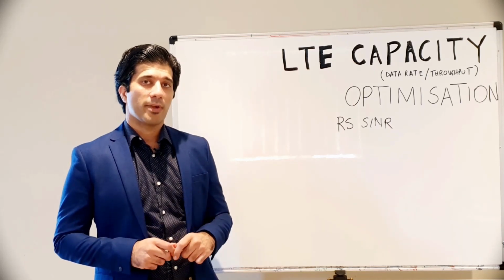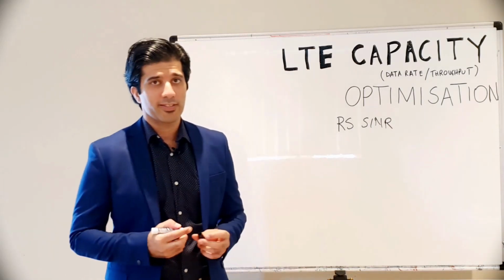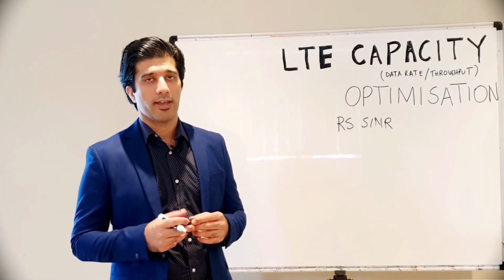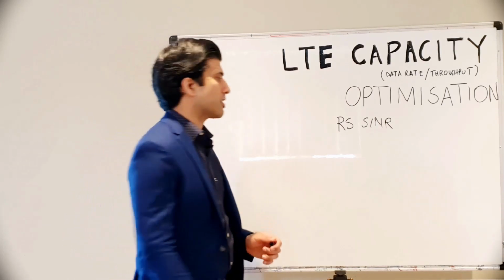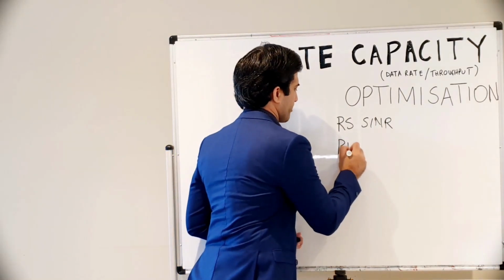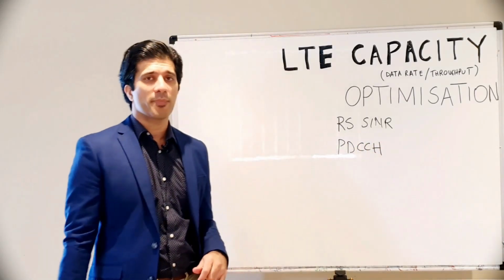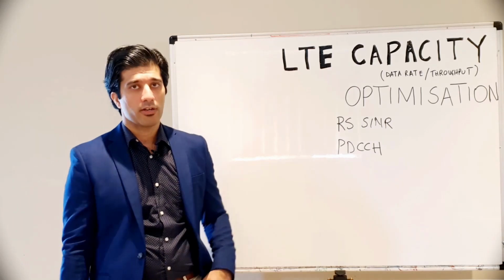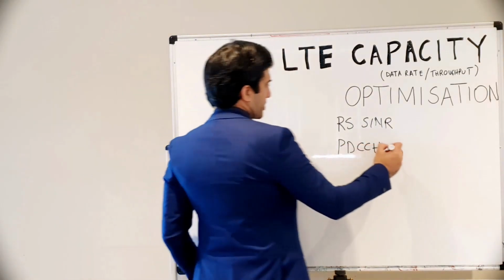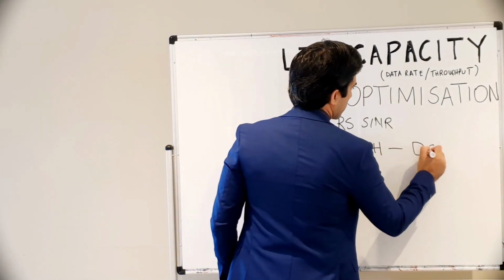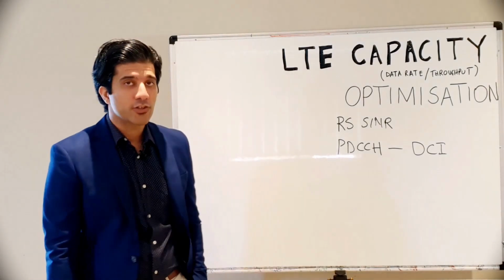But RS SINR is a very important factor, and you need to optimize it in order to optimize your capacity. The next factor, which some people call the heart of LTE and the way LTE provides shared throughput to its users, is the PDCCH. PDCCH capacity is extremely important in LTE because PDCCH provides you the DCI, that is your downlink control information.